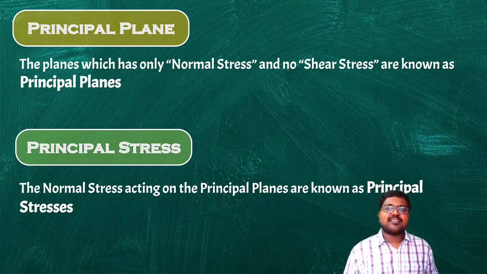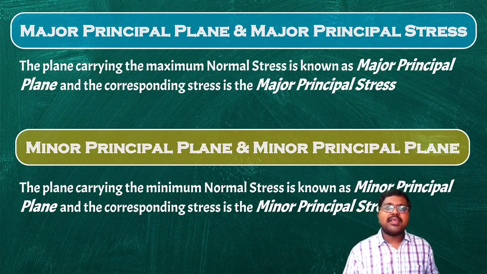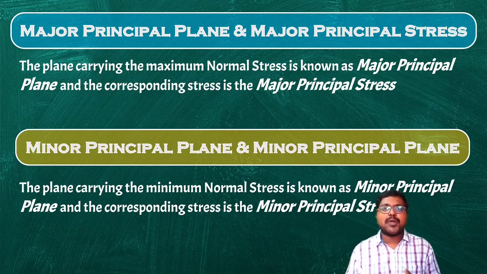These principal stresses are again divided into two types. One is major principal stress and the other one is minor principal stress. The plane carrying the maximum principal stress is called the major principal plane, and the stress corresponding to that major principal plane is called the major principal stress. In the same way, the plane carrying the minimum normal stress is called the minor principal plane, and the stress corresponding to that minor principal plane is called the minor principal stress.